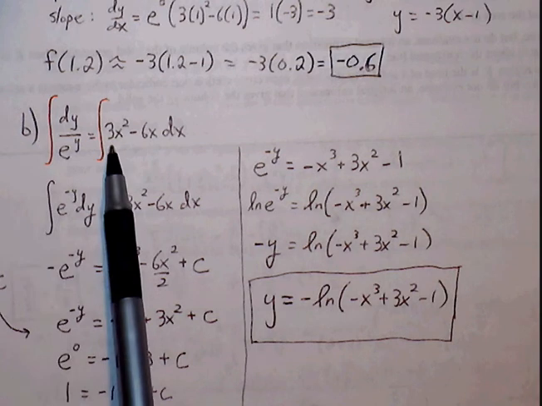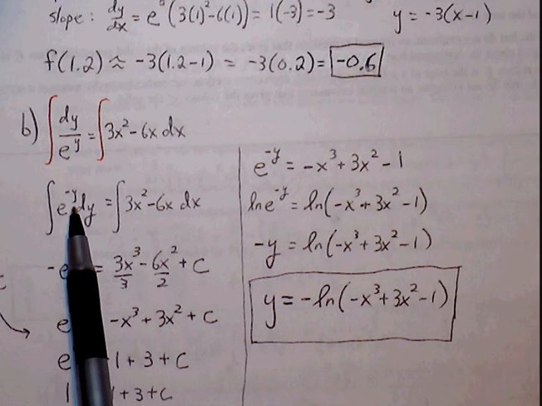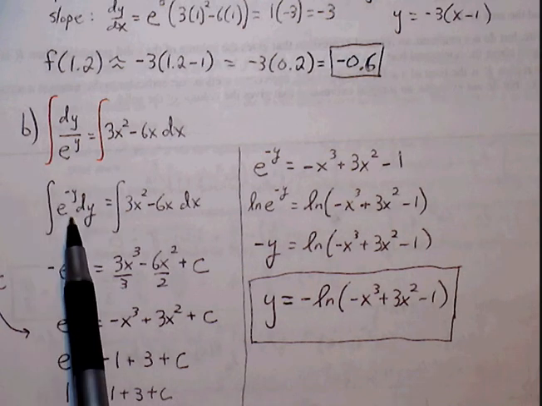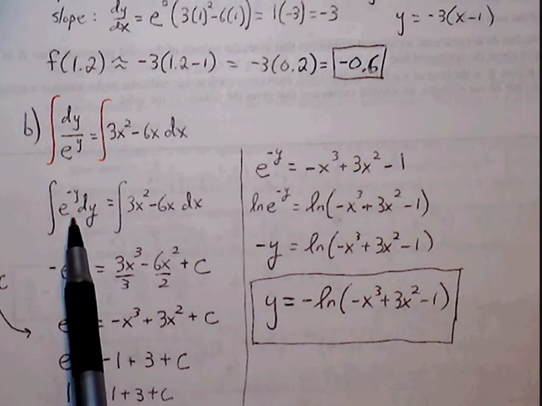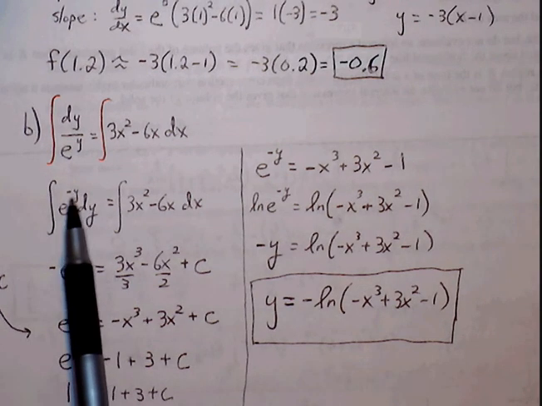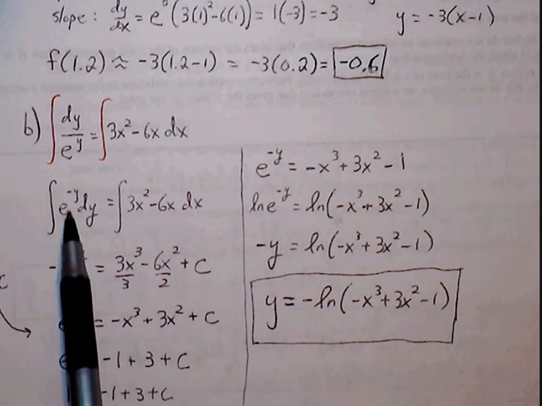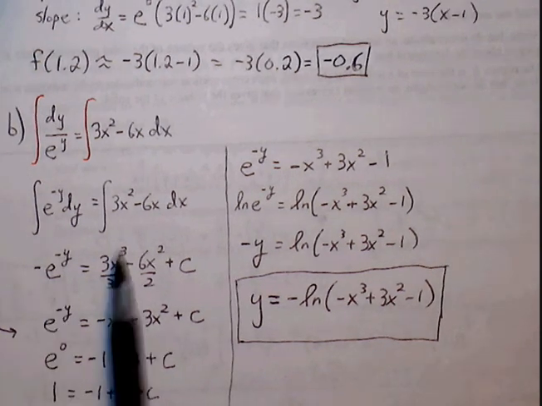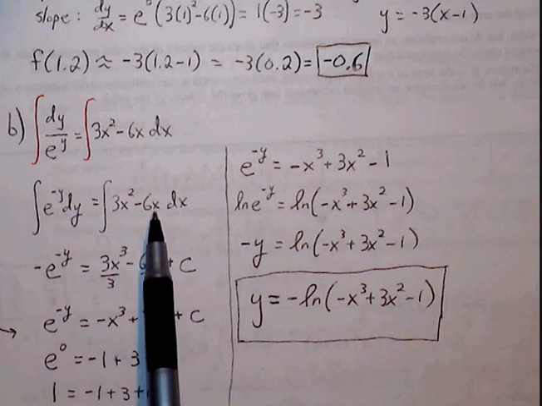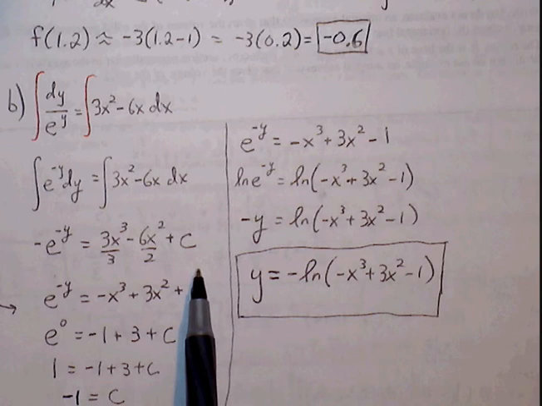Okay, we take the integral of both sides. Now the integral of e to the y in the denominator, we have to move this up to the top in order to apply the rule for e to the u, which is e to the u plus c. And our u value is negative y. So that's going to produce a -1 when we find the integral. And next, the right side, we go through power rule. So 3x cubed over 3 minus 6x squared over 2 plus c.